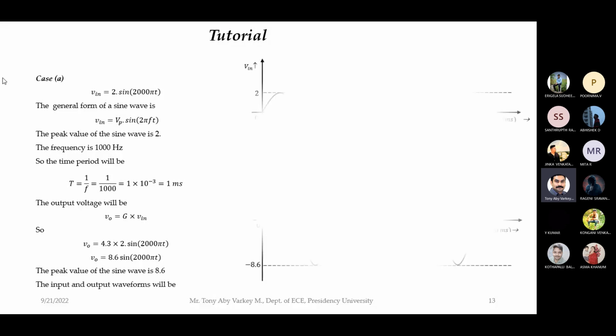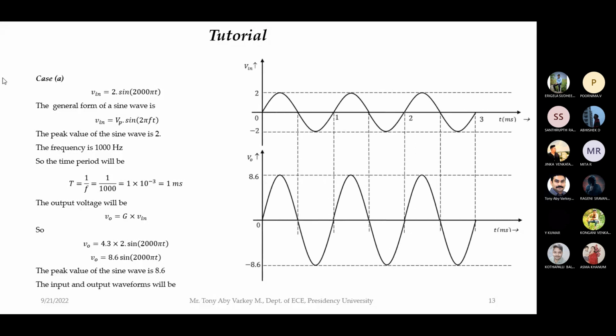So here you can draw the input and output waveform. This is the input. Peak value is 2, which means that negative peak will be -2. Time period is 1, which means that one cycle will take 1 millisecond, 2 cycles will take 2 milliseconds, 3 cycles will take 3 milliseconds. Now output is having a peak of 8.6, and negative peak is -8.6. Is it clear?